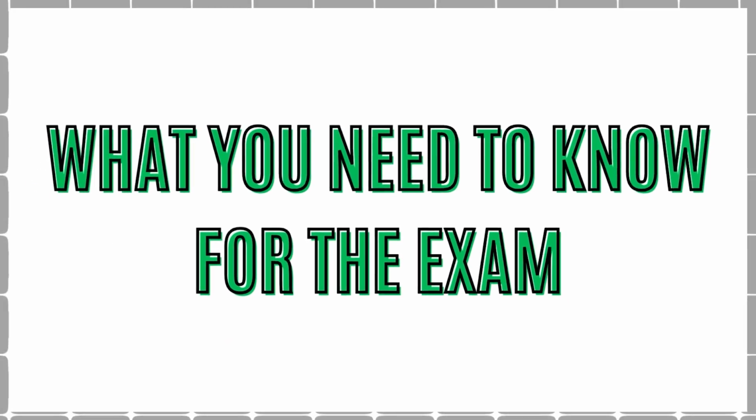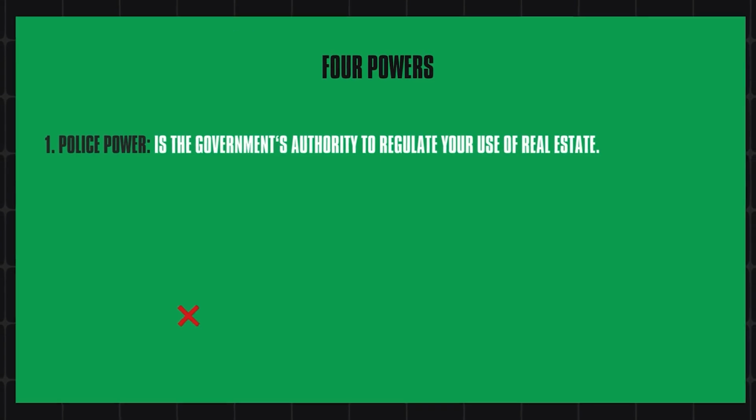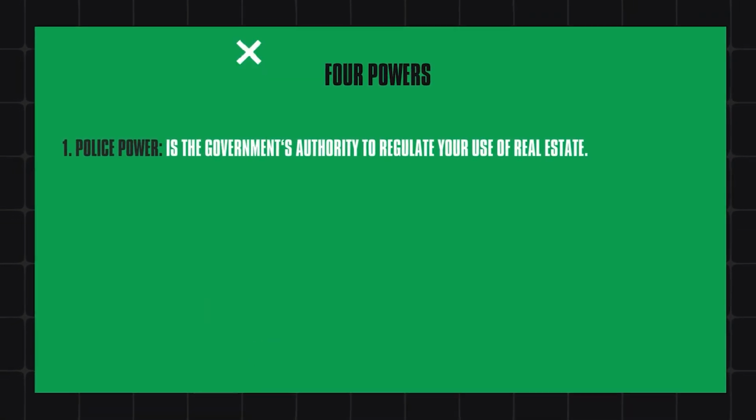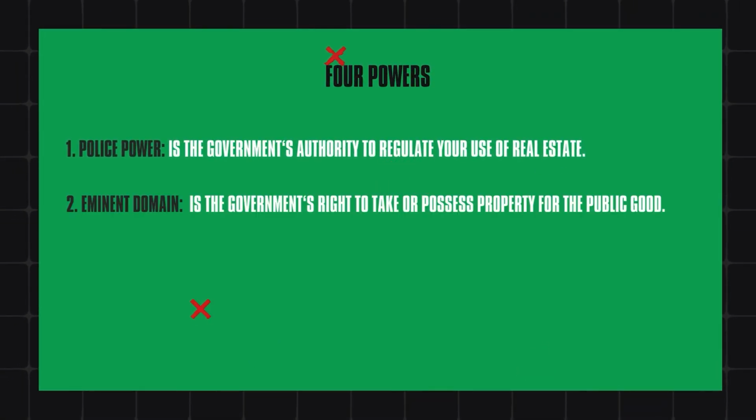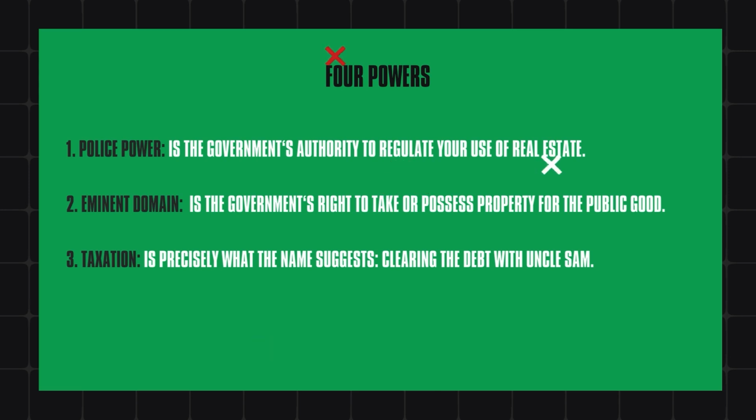What you need to know for the exam. You need to know the definitions and applications of the 4 powers. Police power, which is the government's authority to regulate your use of real estate. Eminent domain is the government's right to take or possess property for the public good. Taxation, which is precisely what the name suggests, clearing the debt with Uncle Sam.